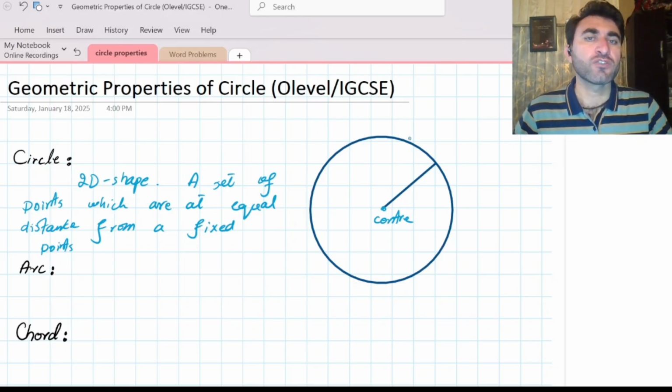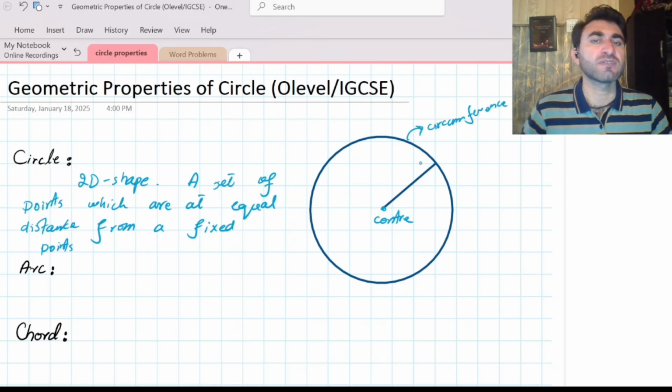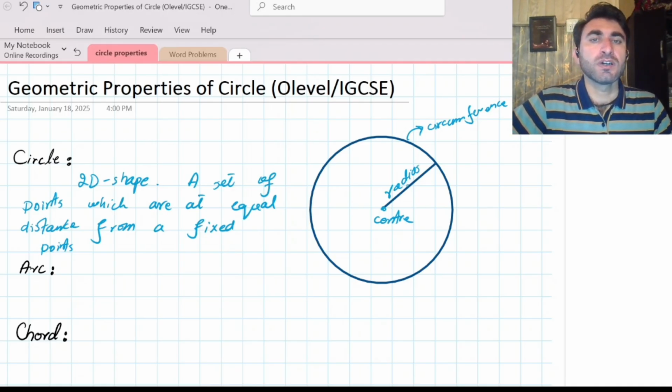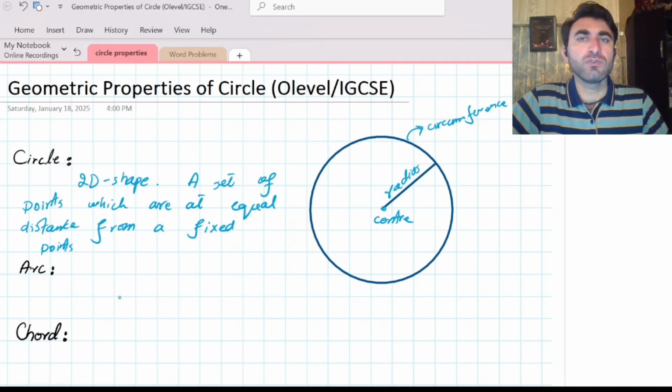These set of points are known as the circumference of the circle, or we call it perimeter as well. And the distance between the center and the circumference, the fixed distance, the same distance, is known as its radius. And now we start defining a few terms about the circle.